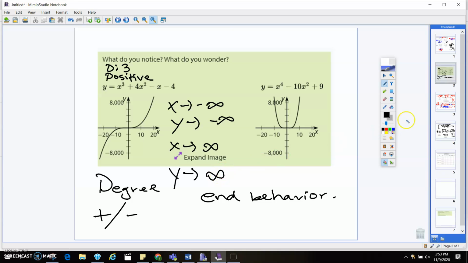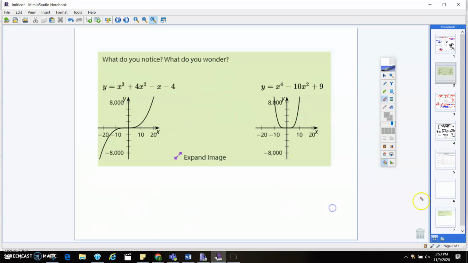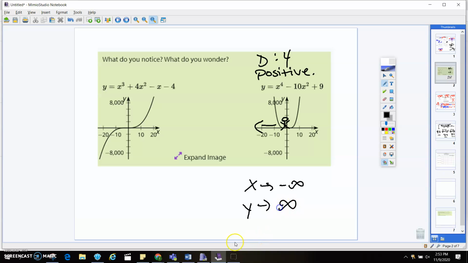Okay, looking at the next one. This is degree 4. It's positive. Look how it kind of looks like a quadratic. That's pretty cool. And its end behavior: remember, that's when I'm standing right here. Looking to the left, as x approaches negative infinity, what's happening to my y? It's going up. As x approaches positive infinity, what's happening to my y? It's going up.